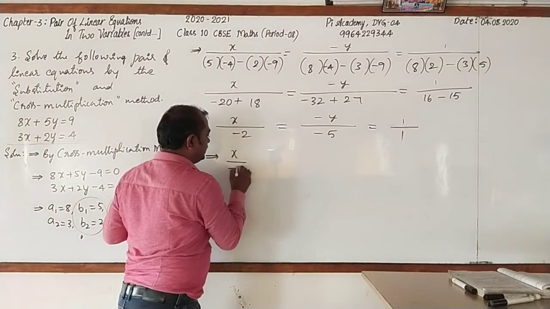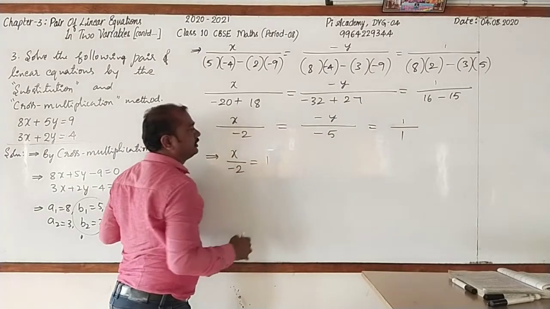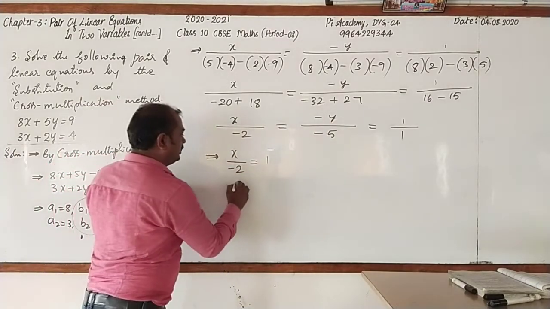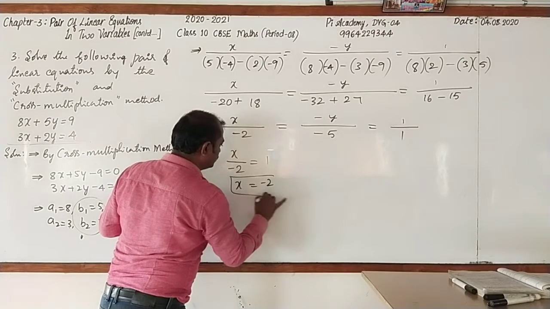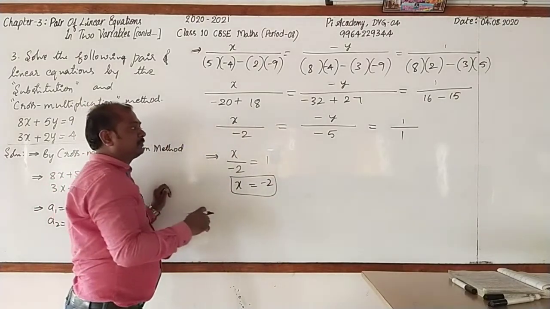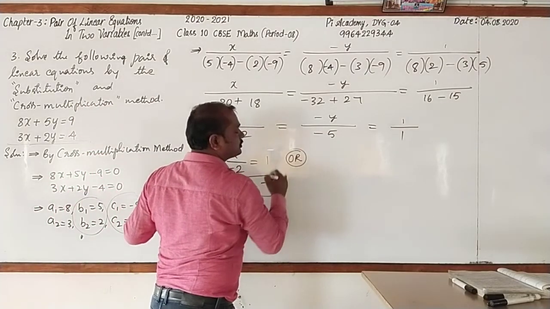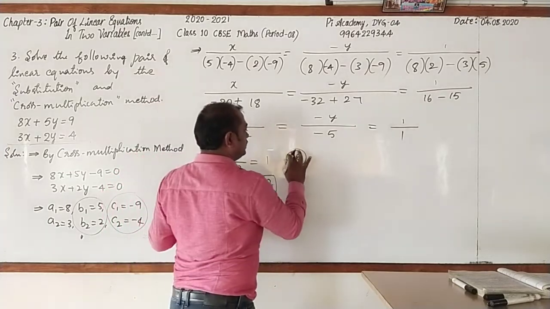First x term, x by minus 2 and the constant is 1. X equal to minus 2. Compare the previous problem by substitution method. There also we have got the same.